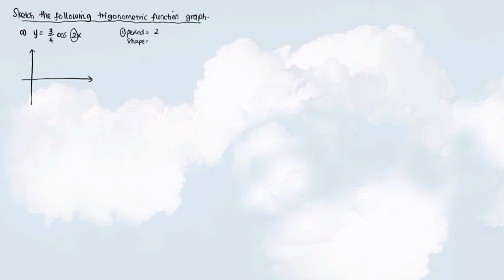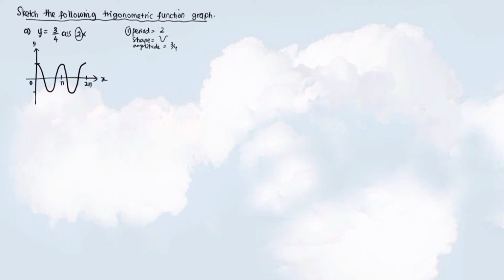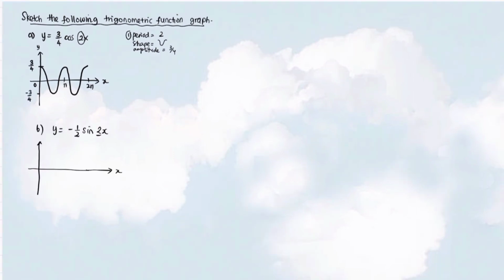The period is equal to 2. Shape is cos x. The amplitude is 3/4. So we draw the cos graph for two cycles and the amplitude is 3/4, and you are done. So for the second question, y equals negative 1/2 sine 2x. So period is equal to 2.